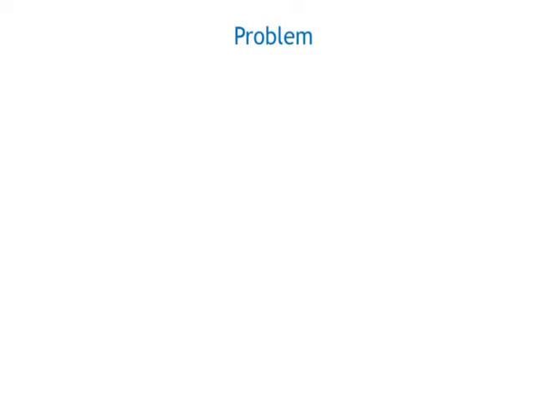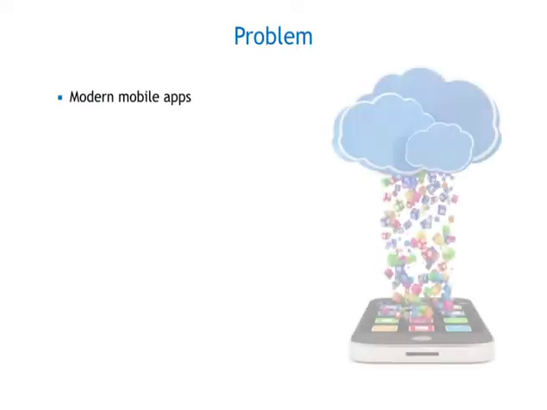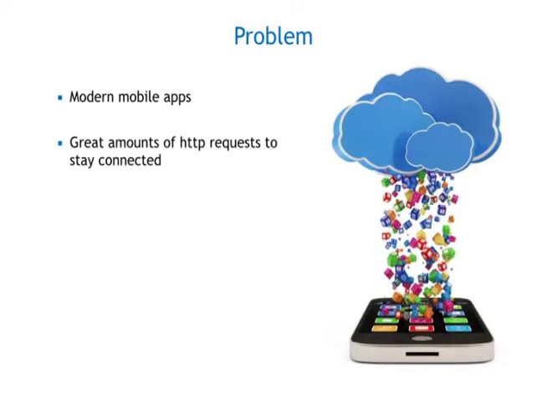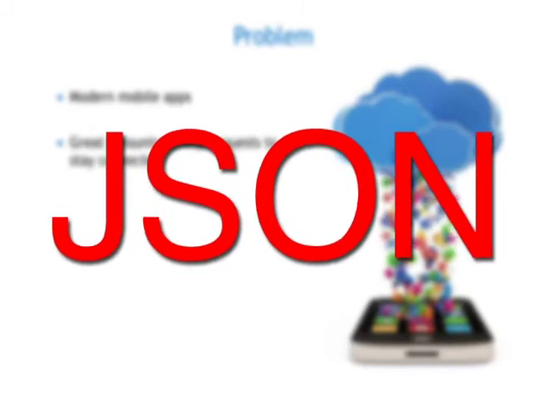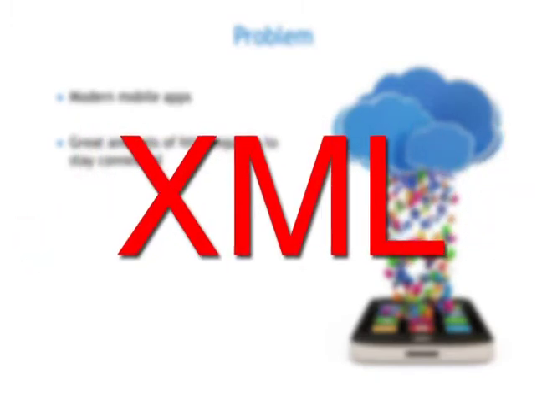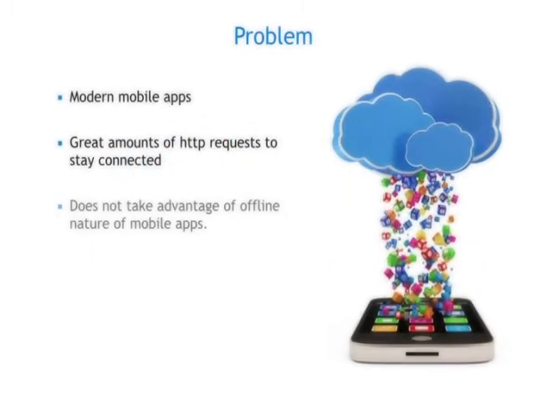The problem: I am a native iOS and Android app developer. And one of the main problems with mobile native clients is the enormous amounts of HTTP requests and connections you need to do to an API or database. The problem escalates if your database is in one format, for example SQL, and you need to serve your app with JSON or XML. This also means that apps need an internet connection to function properly, and don't take advantage of the offline nature of mobile apps.